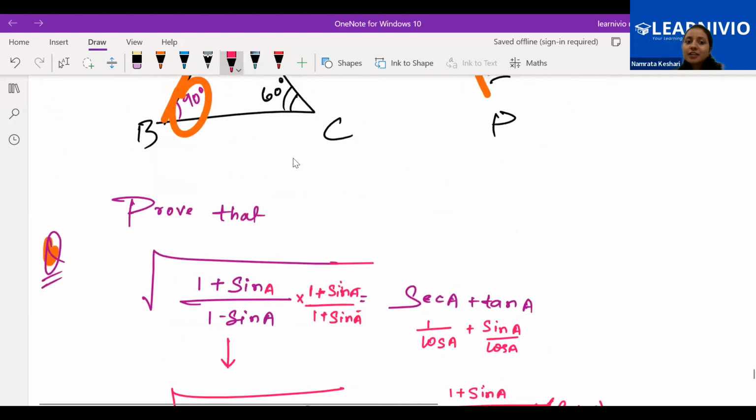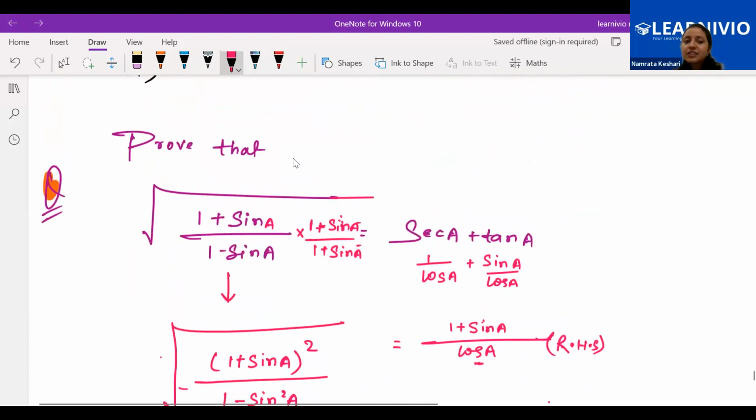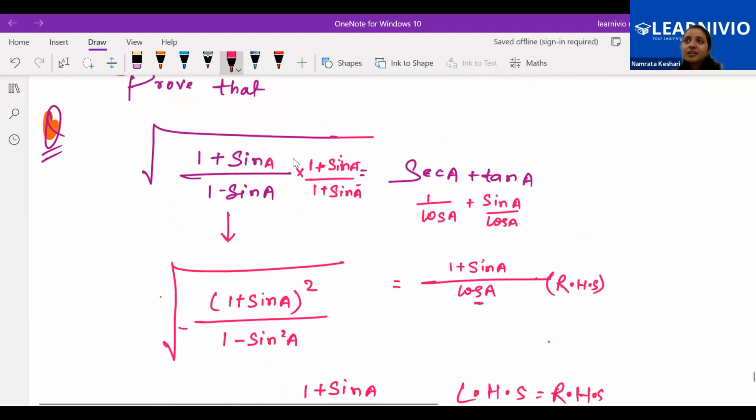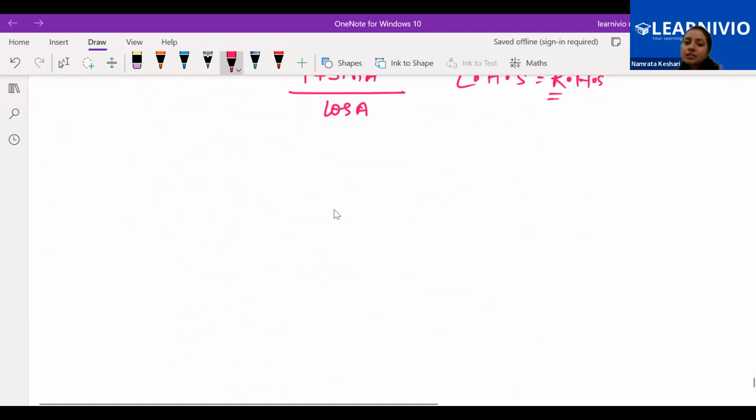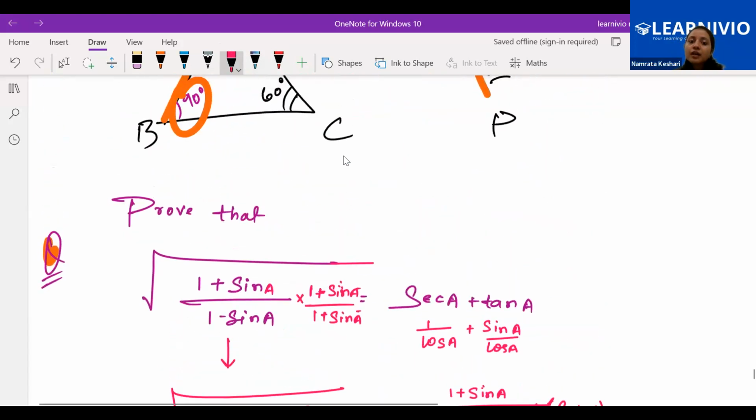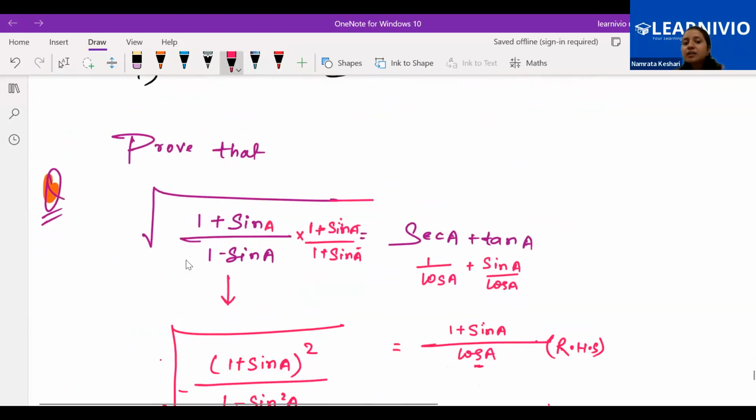Actually, when we are learning science, the basic thing we say is that we will not accept it if anyone randomly comes and says this is the rule or this is the formula. If anyone says all of a sudden that root of (1 plus sin A) by (1 minus sin A) is sec A plus tan A, then we will ask, how? Prove that. That's what we are learning here: how to prove anything.